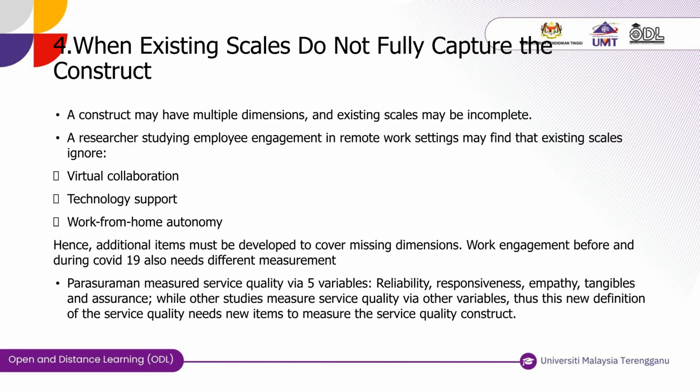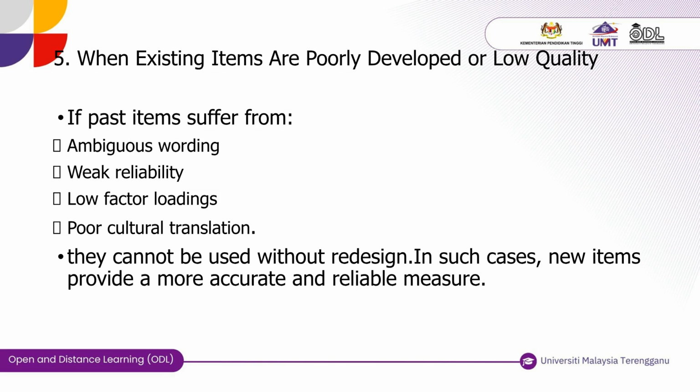Fourth, you may need new items when existing scales don't fully capture the construct, which may have multiple dimensions. Additional items should be developed to cover any missing dimensions. The fifth situation is when existing items are poorly developed or of low quality, suffering from ambiguous wording or weak reliability. They cannot be used without redesign, so new items offer a more accurate and reliable measure.